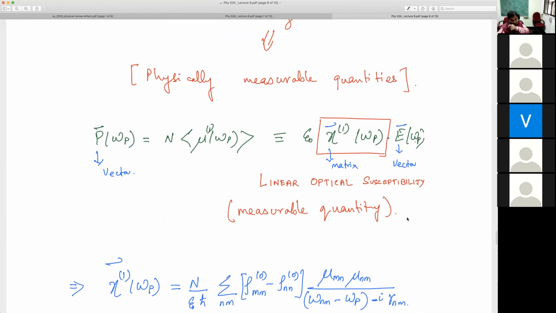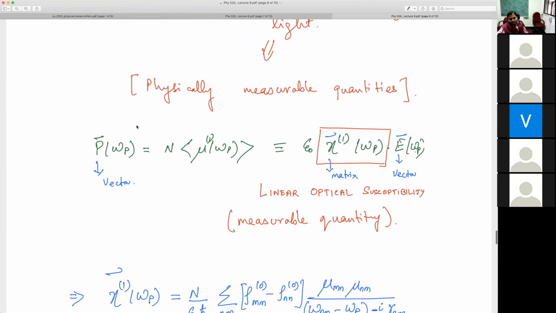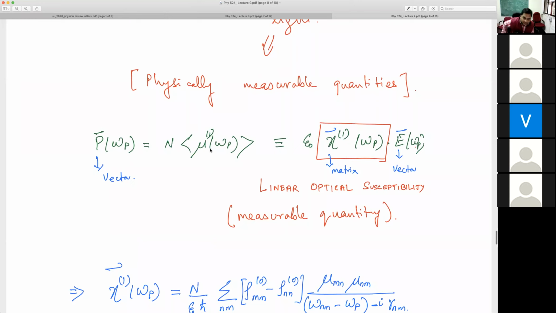Another important quantity that I can define using this concept of polarization, which I just defined as n times mu, is epsilon times chi1 times E(omega_p). So I defined P in terms of this quantity chi1, which I will call the linear optical susceptibility. Chi1 is just to remind you that I am dealing with the first order terms, and similarly I'll have second order, third order terms, and so on.